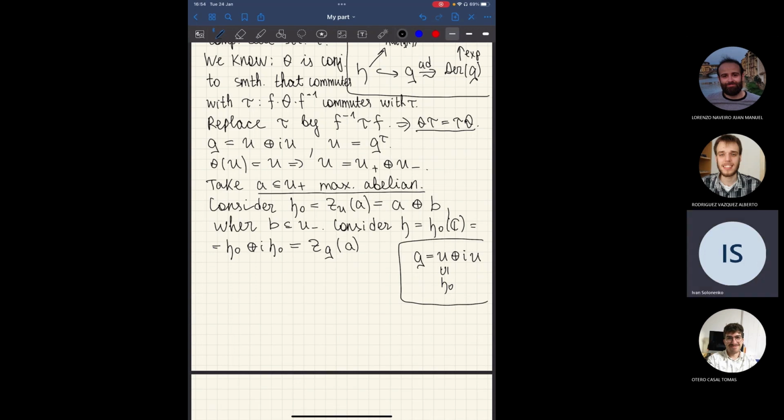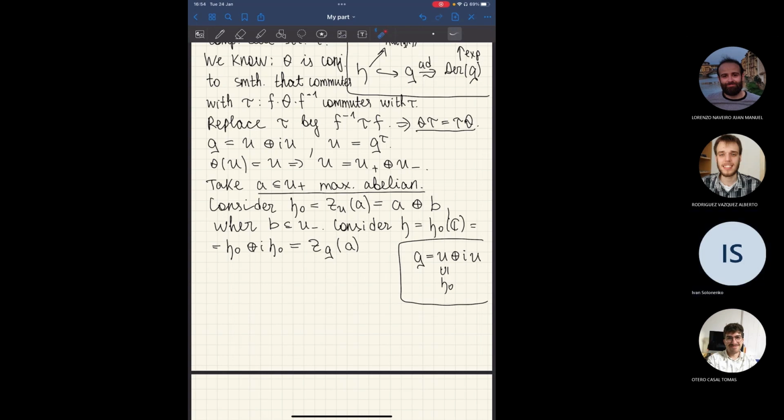If you... and then in turn, A sits somewhere in H naught. So if you take the centralizer of A in the whole G, and A sits here, it's the same as to take the centralizer of A in U plus the centralizer of A in iU, because you have the bracket relations between this summand and this summand.